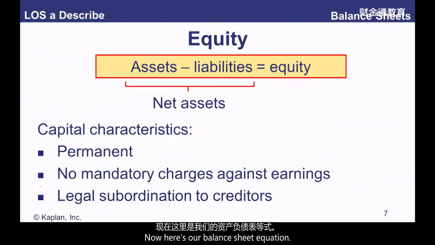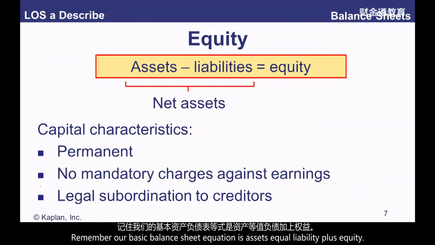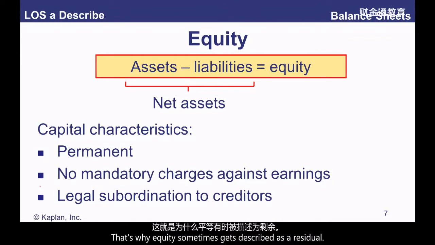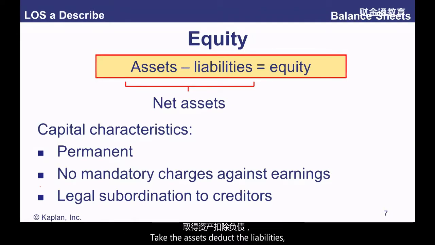Now, here's our balance sheet equation. Remember, our basic balance sheet equation is assets equal liabilities plus equity. If we deduct liabilities from both sides, we get assets minus liabilities equals stockholders' equity. And that's why stockholders' equity is sometimes described as a residual. Take the assets, deduct the liabilities, anything left over is going to belong to your shareholders.